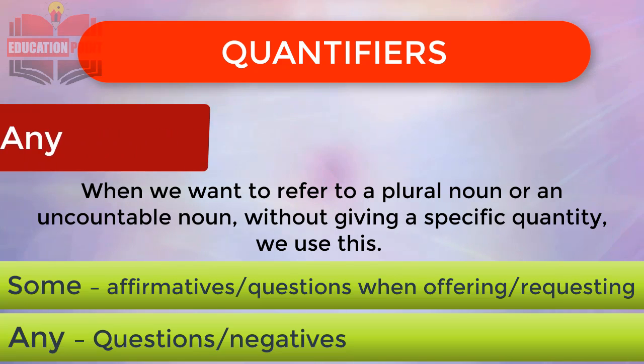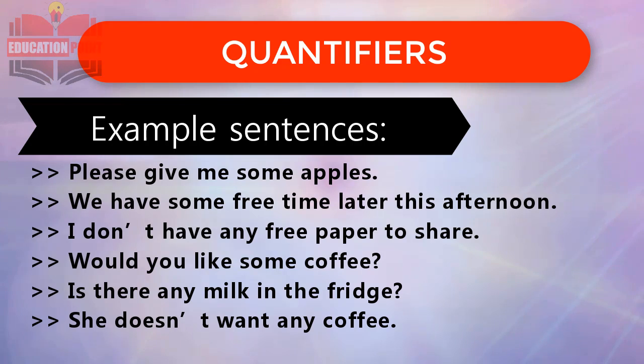Example sentences: please give me some apples. Okay, so this is a request which goes in a positive tone, saying that please give me some apples. We have some free time later this afternoon. I don't have any free paper to share. So here this is a negative sentence saying that मेरे पास कोई भी extra paper नहीं है share करने के लिए. So I don't have any free paper. Would you like some coffee? As said, we also use some while offering something in a positive tone, saying would you like some coffee?